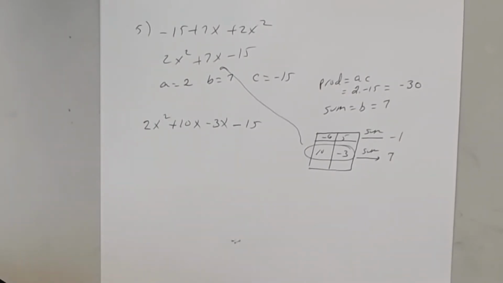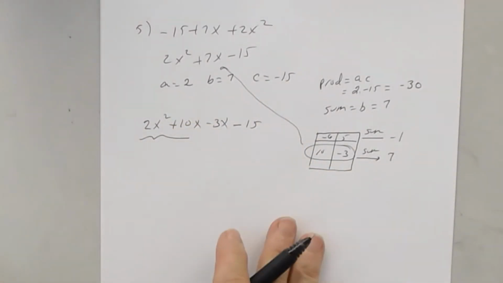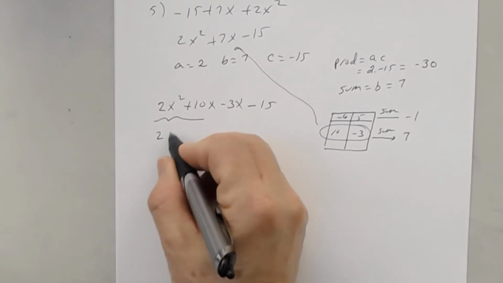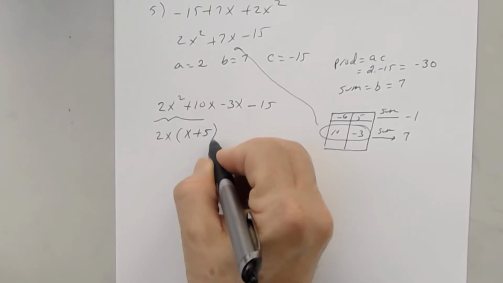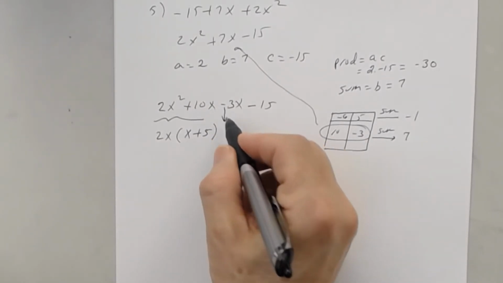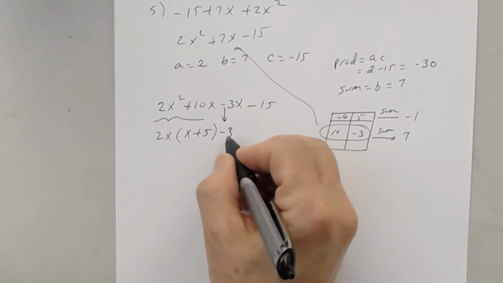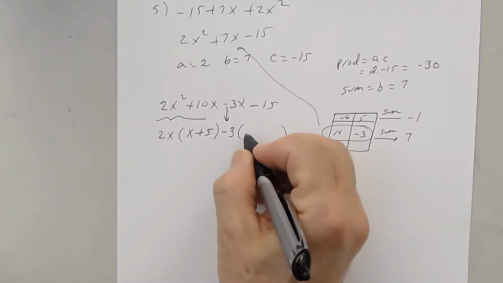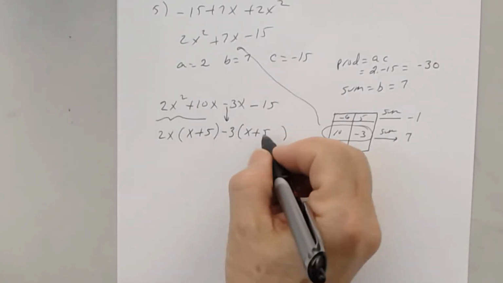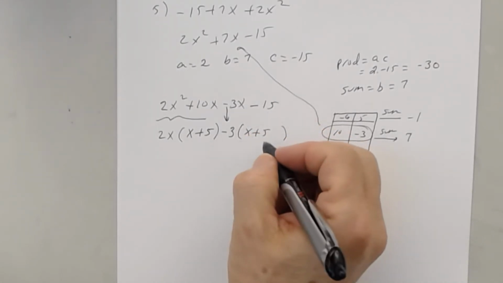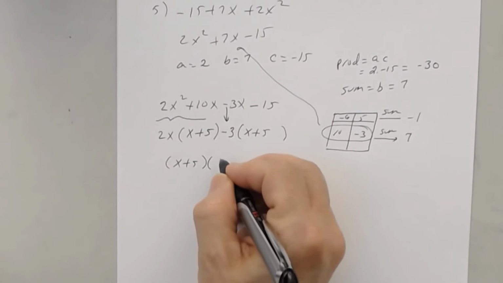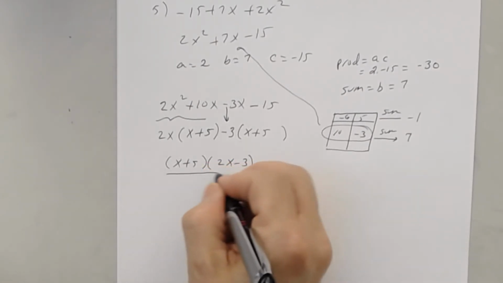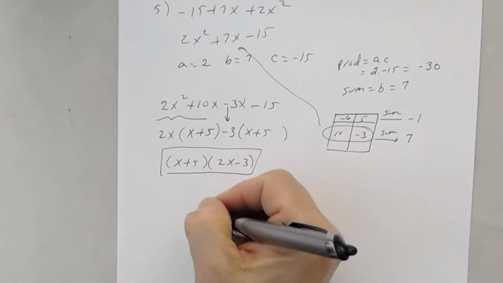How many terms do you now see? 4. So factor by grouping. For the first group, what can I factor out? 2x. So you get 2x times what? X plus 5. From the second group, make sure you factor out a negative 3. What are you left with? From negative 3 times x plus 5. Because a negative 3 times a positive 5 is a negative 15. And then now notice that those two factors are the same. So you can get x plus 5 times 2x minus 3. Okay.